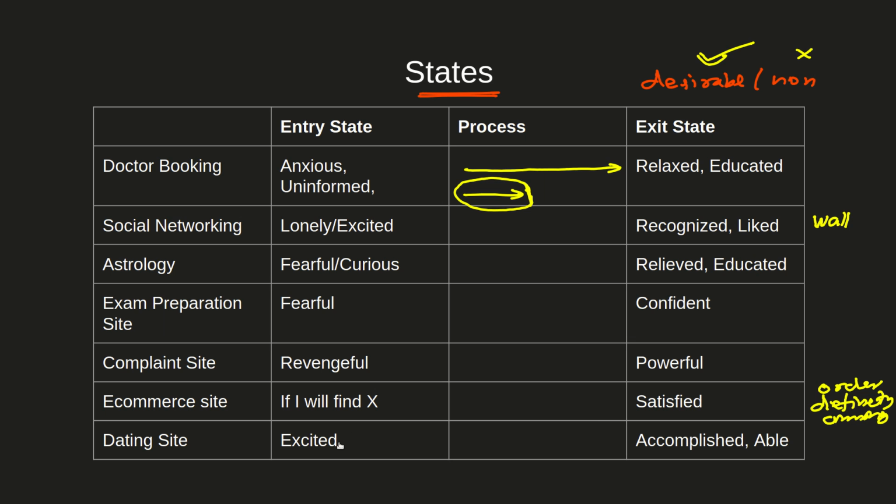And then the dating site. In the dating site you also want to feel accomplished and able, that this girl, a beautiful girl, actually liked my profile, right? And I am able to talk. If you just make it liked and then don't trigger the feeling that they are able to talk and connect, that is not enough. That is what you want to achieve, right?